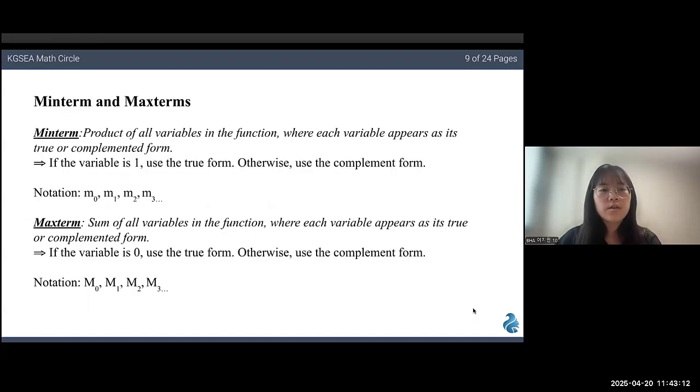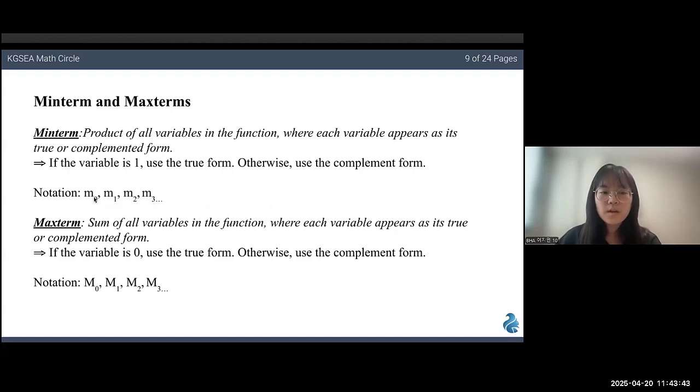There's another concept called minterms and maxterms in Boolean algebra. Minterms are the product of all variables in the function in which each variable appears as its true or complement form. If the variable takes the value of 1, we would use the true form, which is just normally A. Otherwise, we would use the complement form, which is NOT A. The minterm values are commonly noted as a lowercase m with its index noted in the subscript.